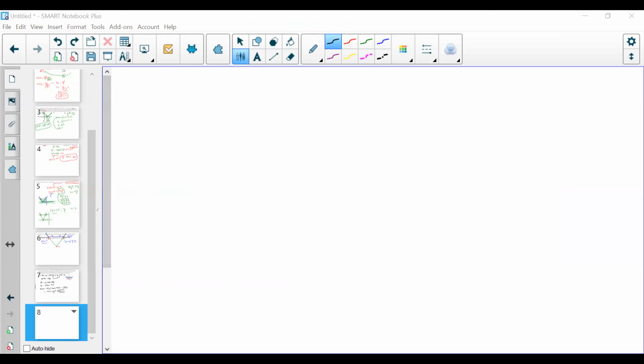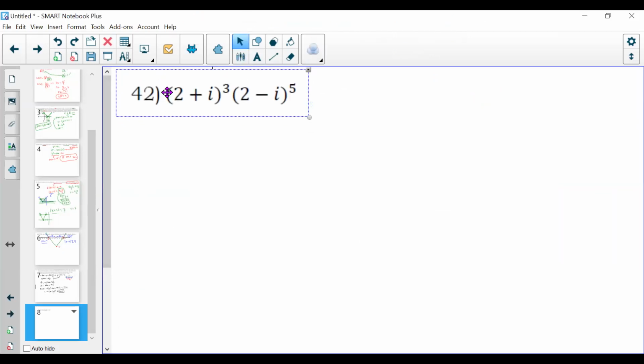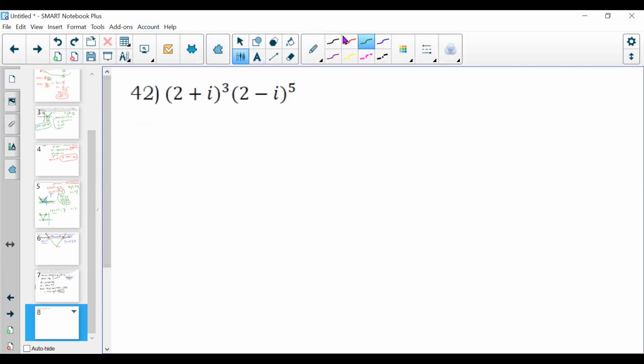Number 42. Sure. All right. So 2 plus i cubed times 2 minus i raised to the 5th power. We're going to solve this out.